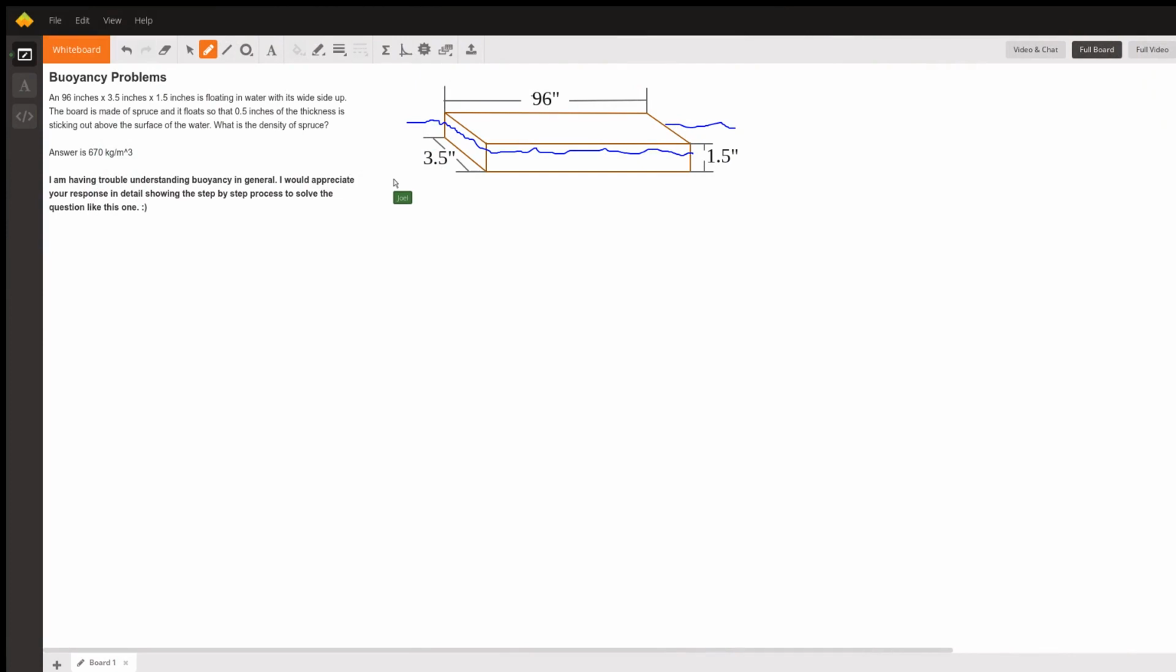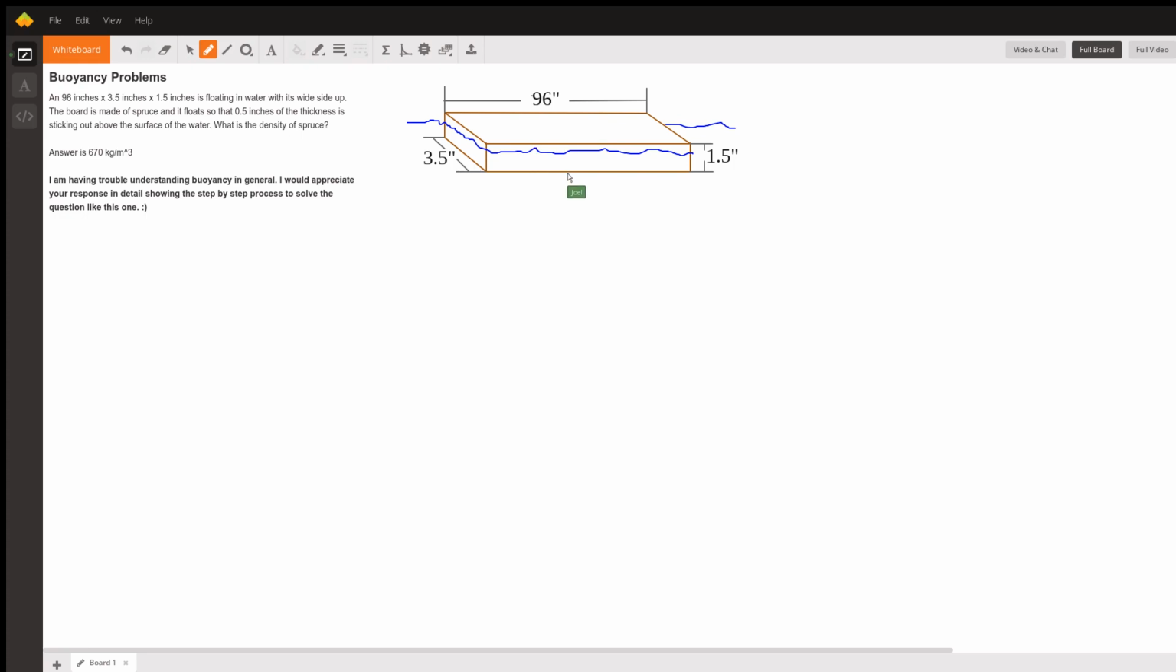Your problem with the buoyancy. So I've taken the liberty of drawing what I think the board should look like as it sits in the water. My blue line here is supposed to indicate roughly where I think the water hits the board. And as they say, the board is floating with the wide side up. So that's what I've drawn here. Again, it shouldn't really be taken to be a scale figure, but nevertheless, it gives you an idea.